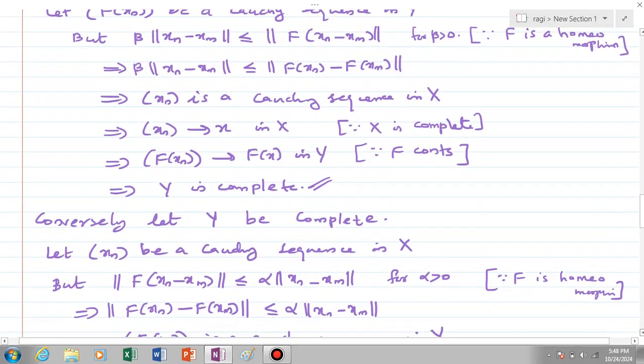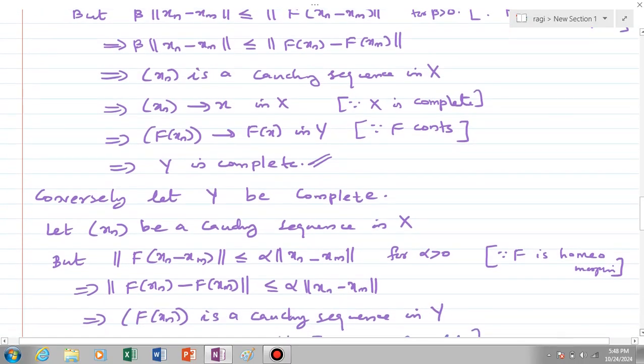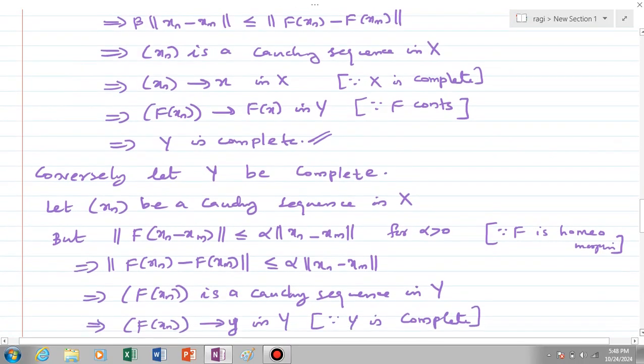Now conversely, suppose capital Y is a complete space, and we have to show that capital X is complete. So take a Cauchy sequence xn from x, and since f is a homeomorphism, by the first part we can write norm of f of xn minus xm is less than or equal to alpha into norm xn minus xm for some alpha positive, and this means that norm of f of xn minus f of xm is less than or equal to alpha into norm xn minus xm.